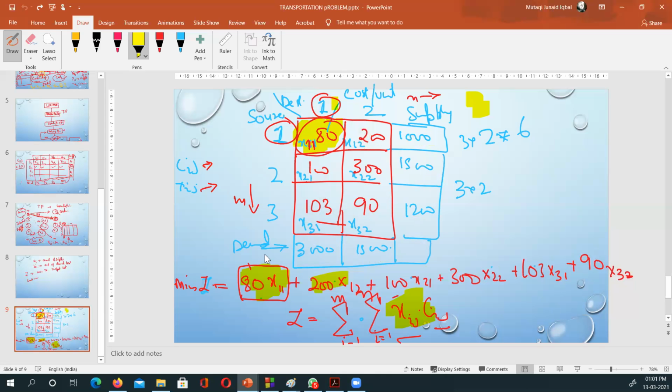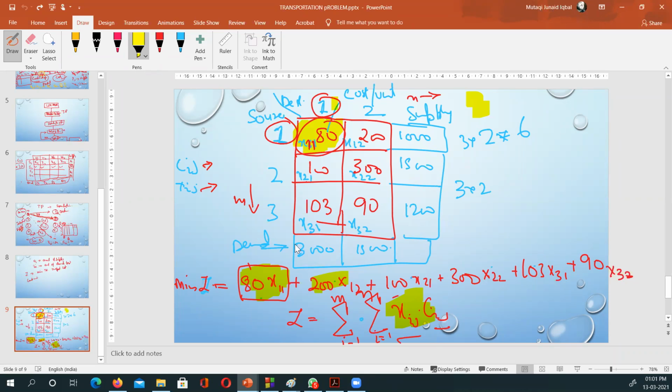So as many suppliers as you have plus as many destinations as you have, that many constraints I will have. Here I have 2 destinations and 3 suppliers. So 3 plus 2 is 5. So I will have 5 constraints.